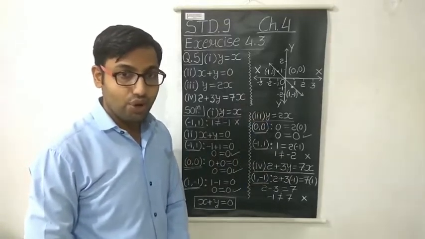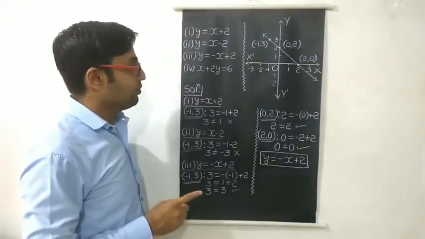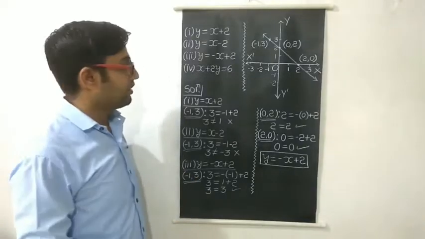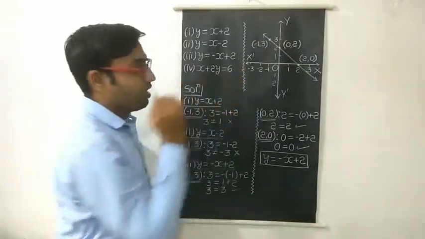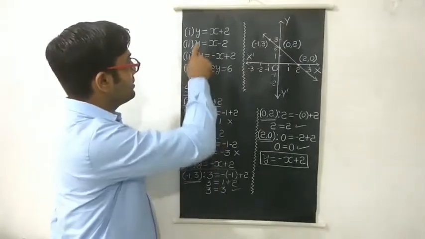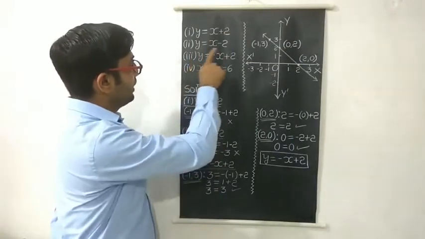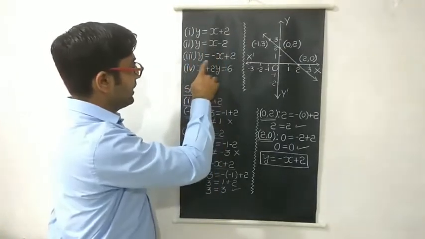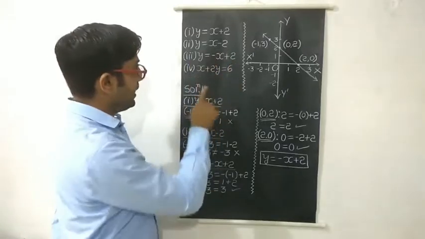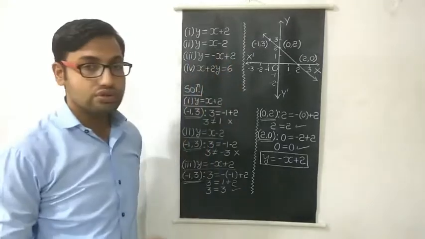Understand? Okay. So let us now understand the second graph that we have been given, and the four choices given are y is equal to x plus 2, y is equal to x minus 2, y is equal to minus x plus 2, and x plus 2y is equal to 6.